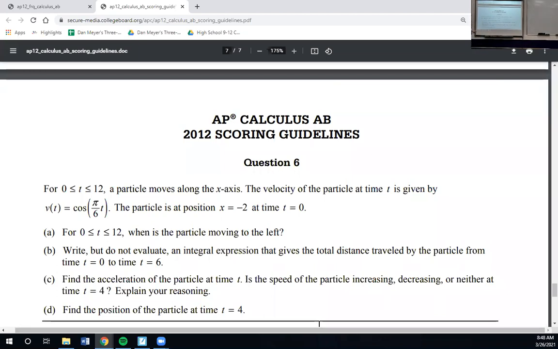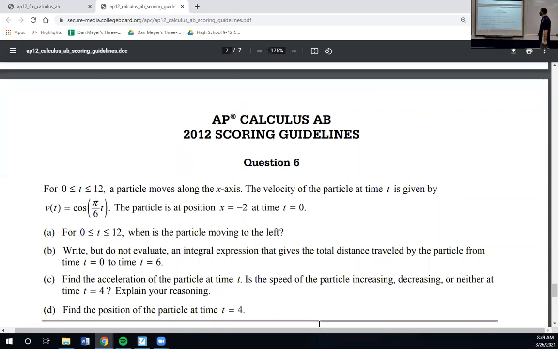Then, it's asking, let's see. Let's talk about the concepts of these questions. Part A is asking, when is the particle moving to the left? Well, the particle is moving to the left when, that's a question about velocity. So we are asking whether velocity is negative at those points. So we need to figure out where that function in front of us is negative.